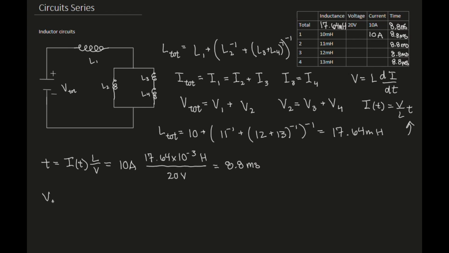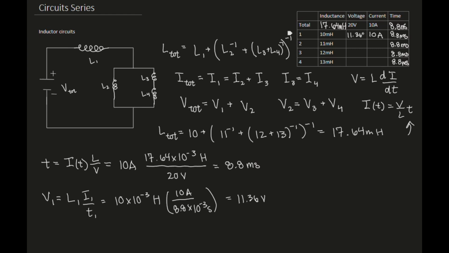So V1 equals L1 I1 over T1, which is just T, since T is always the same for everything. That's going to then equal, I have to convert to henries, so 10 times 10 to the negative 3 henries, times my current of 10 amps over my time of 8.8 milliseconds, so 8.8 times 10 to the negative 3 seconds. There we go. And that's going to equal roughly, again with some rounding, 11.36 volts.